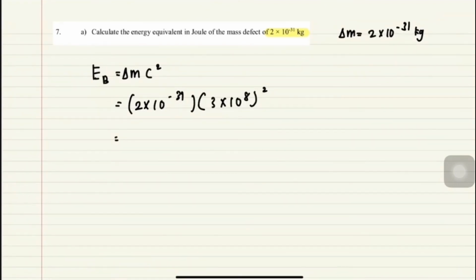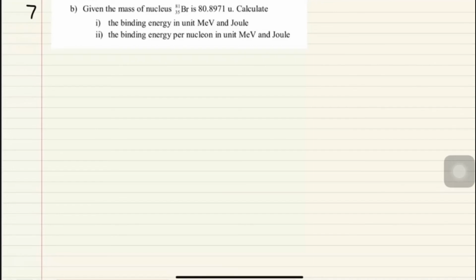So I got here 1.8 times 10 negative 14. Okay, unit dia apa? Energy, SI unit. Joule. Joule, very good. Okay, senang ya soalan ni. Yang B pula. Given the mass of nucleus is 80.8971 U, calculate the binding energy in unit MeV and joule, and the binding energy per neutron in unit MeV and joule.